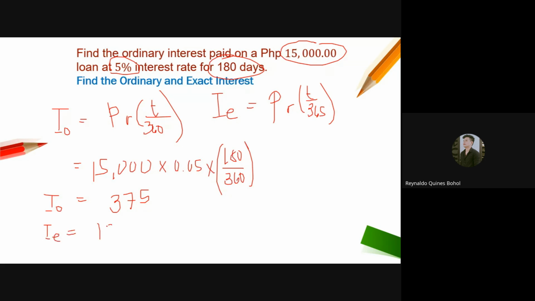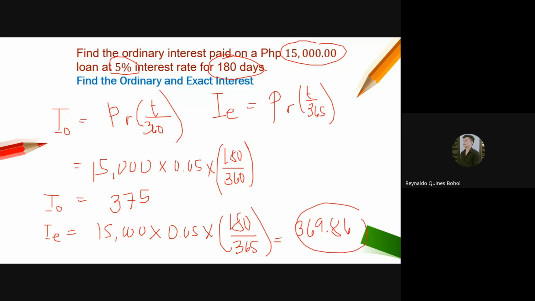How about IE? 15,000. Multiply natin sa 0.05 times 180 all over 365. What is IE or exact interest? Palitan nyo lang ng 365 yung 360. 2 decimal places. 369.86. Okay, thank you, Miss Joanna Ferrer. You get the correct answer.